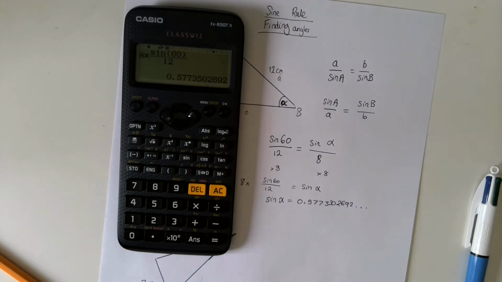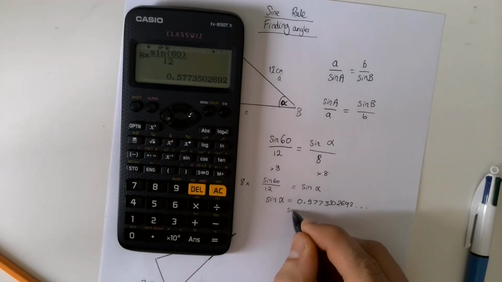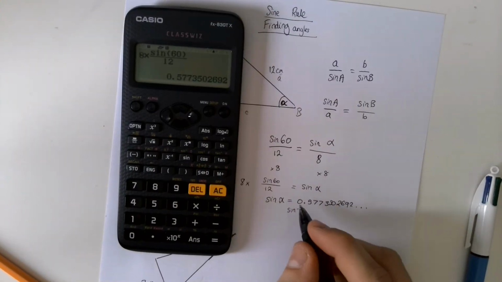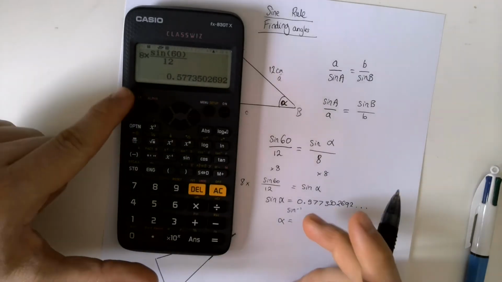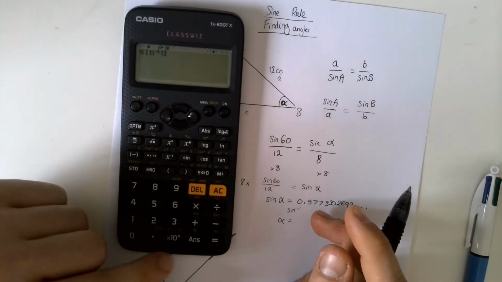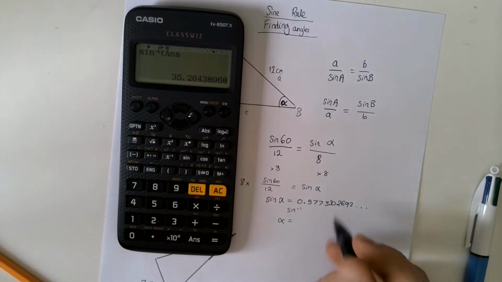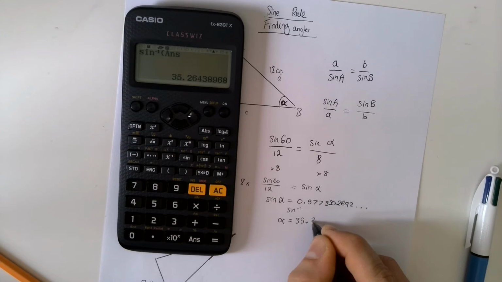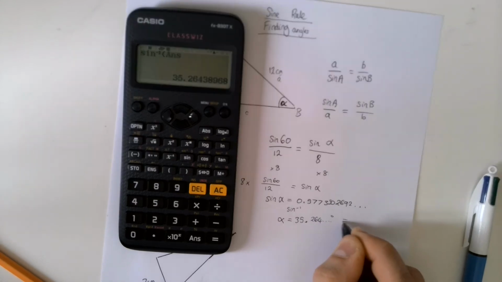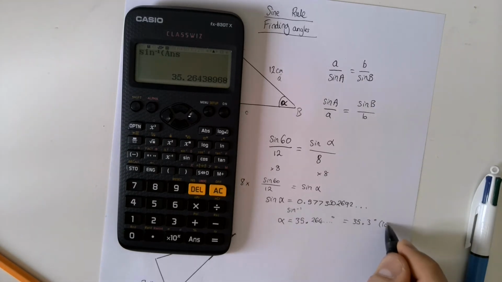Now I've got what the sine of my angle is, but that's not what the question is asking. It's asking me to find what the actual angle is. So I need to apply the inverse sine, sine to the -1. On my calculator, I'm just going to press shift, sine, and then answer. It's going to take what that number is and do the inverse sine on it. And it gives me that answer, 35.264 degrees, which we're going to round to 35.3 degrees, which is 1 decimal place.